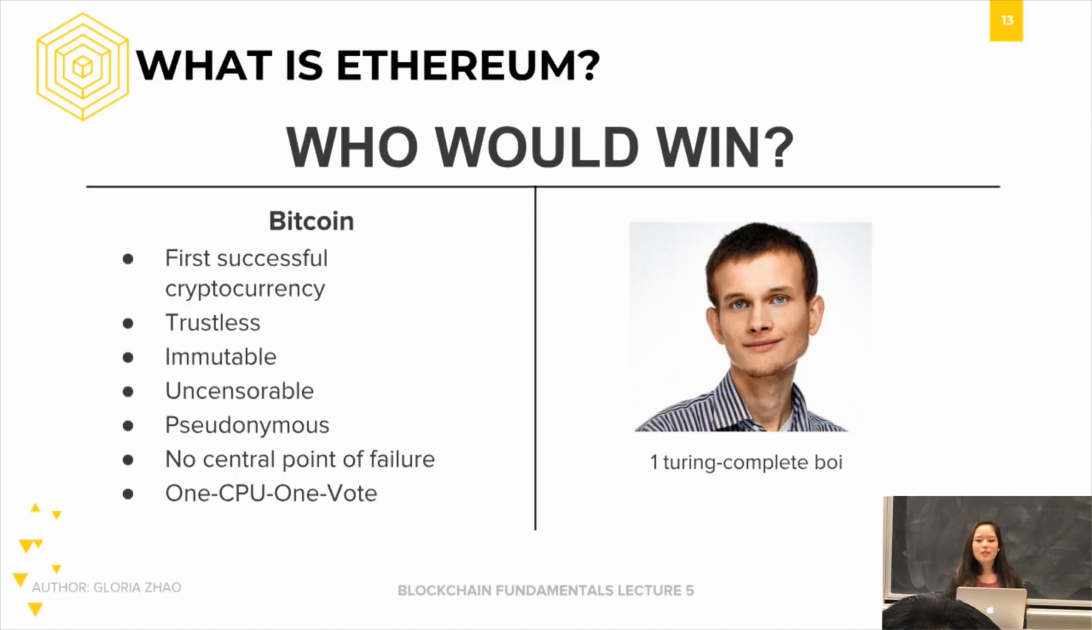All right. So a little bit of background. We had Bitcoin, the first successful cryptocurrency. It has been tested over the last 10 years. It hasn't been hacked successfully. Its trust is immutable, uncensorable, pseudonymous, with no central point of failure. And we said, why don't we put smart contracts on this? And that's exactly what Vitalik, Buddha, and this guy said.